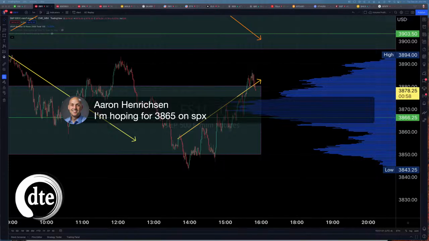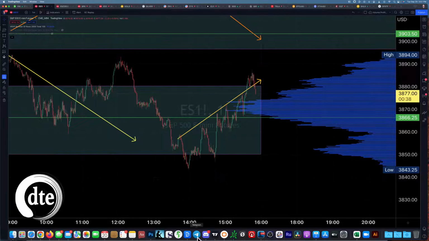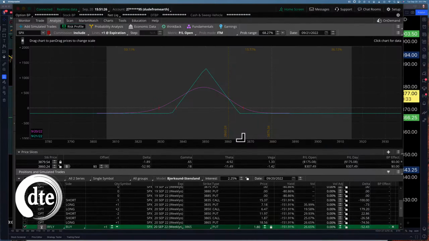Aaron's hoping for 38.65, which would be up around here, right about where we're at. But look at it, it's starting to drop now. Darn if this is going to be a pin. So right now, had I stayed in the trade, it would have been worth about $330, and I got $240.